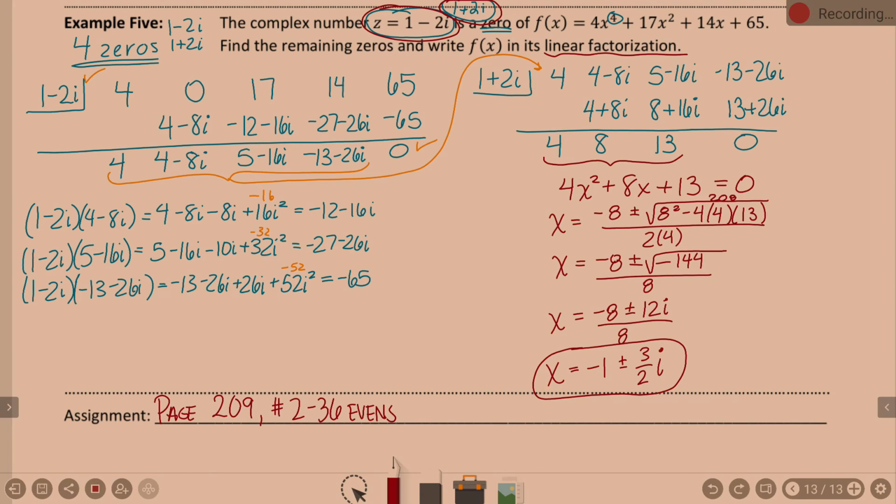Our job is to write this final answer. Now, I'm going to try and put mine over here. If you've run out of room, go down below, right? You've got the whole rest of the page to use if you need to.